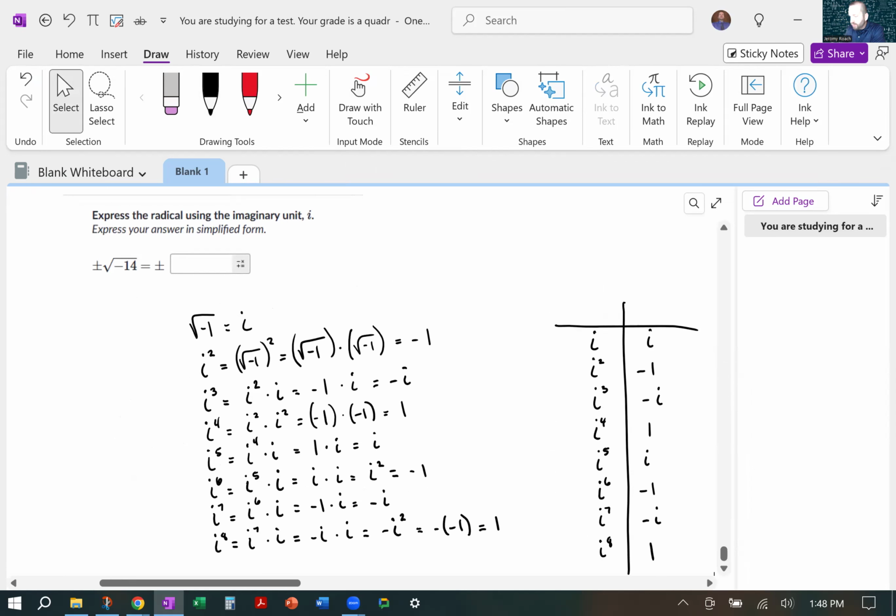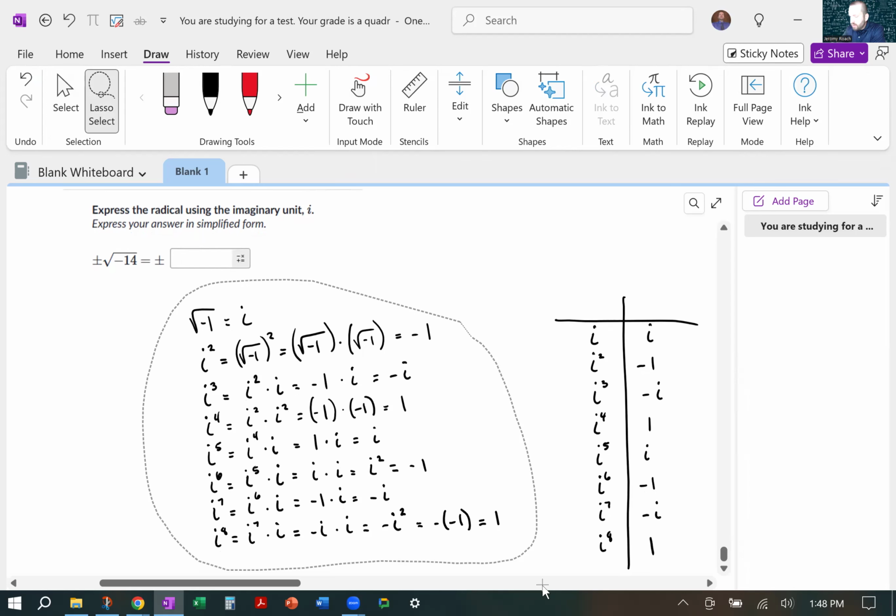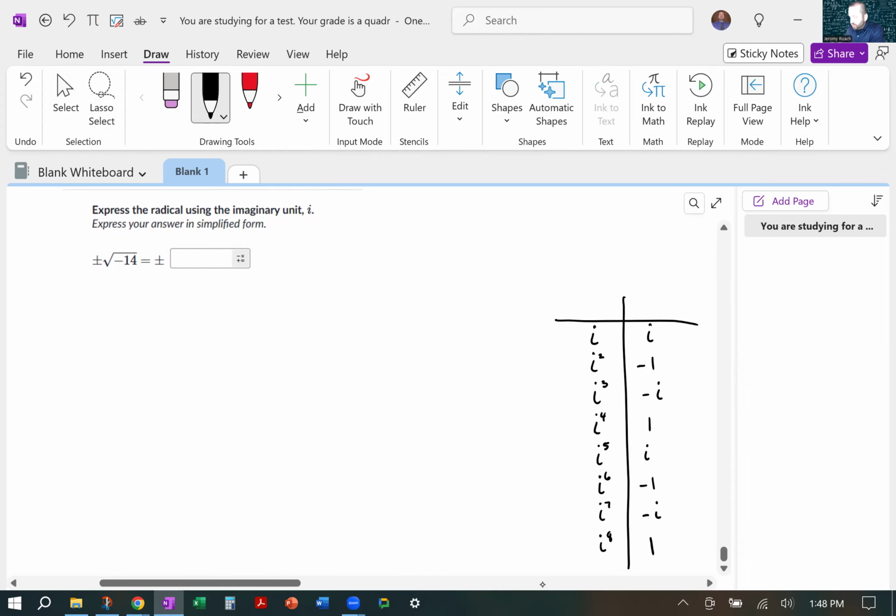I'm going to erase this now, but I'll leave the table there for our quick reference. And we'll also leave that negative root 1 is equal to I. So this is plus or minus root negative 14. Plus or minus on a square root, that's just standard. We always get a plus or a minus with the square root, but we don't always see that in math.